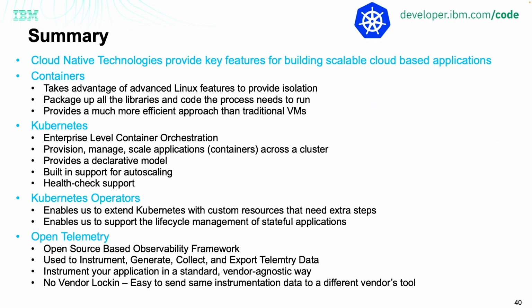So quick summary at 3:12, again, cloud native technologies, they got key features for building scalable cloud-based applications. We talked about containers and packing everything up and being really efficient, more efficient than virtual machines. Kubernetes gives you that orchestration and provisioning and restarting stuff when they fail. The operators allow you to add custom resources and allow you to worry about stateful applications and lifecycle management. And then OpenTelemetry was, for observability, your distributed tracing, your metrics, log collection, no vendor lock-in.